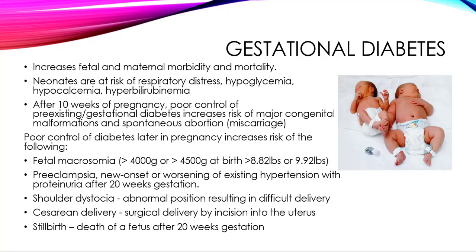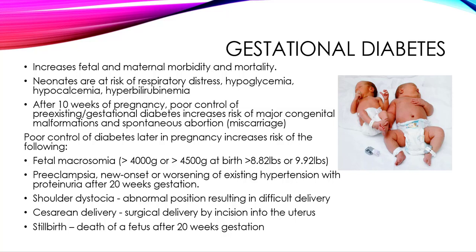Gestational diabetes is important to control. So gestational diabetes increases fetal and maternal morbidity and mortality. Babies are at higher risk for being born with respiratory distress, hypoglycemia, which means a blood sugar that is too low, hypocalcemia, and hyperbilirubinemia, which means too much bilirubin in the blood.